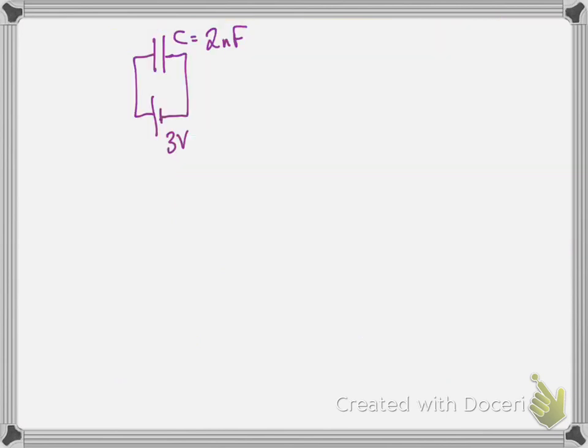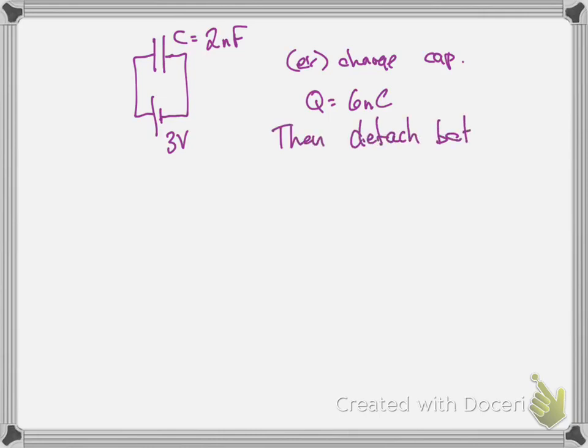Let me take the same situation and just talk about what happens if I take the battery away. Let's charge the capacitor. And we figured out in the previous page that Q is equal to 6 nanocoulombs. Then detach the battery. So this is the situation we have: a capacitor that's charged with 6 nanocoulombs, plus 6 on one plate, minus 6 on the other plate, and the capacitance is 2 nanofarads.